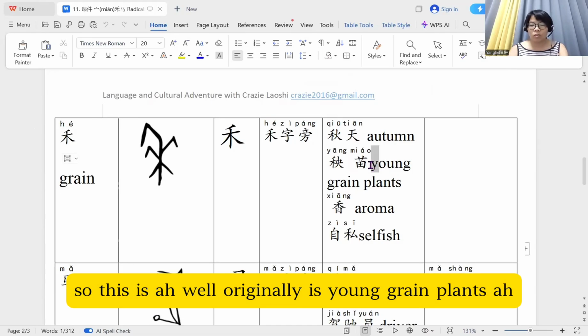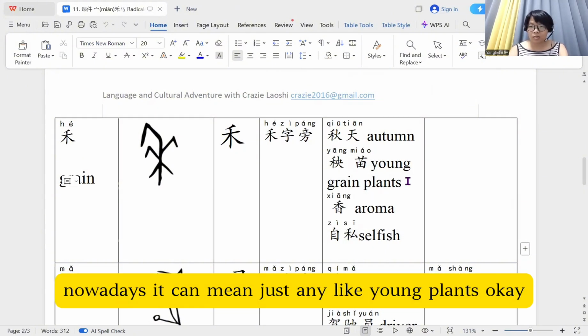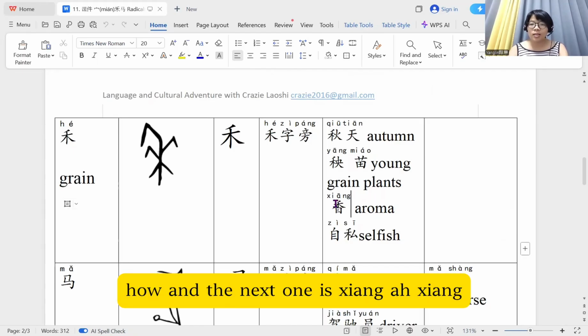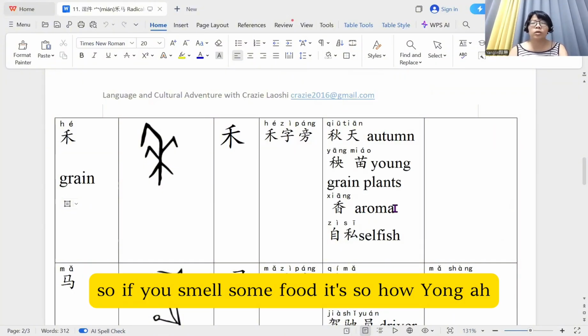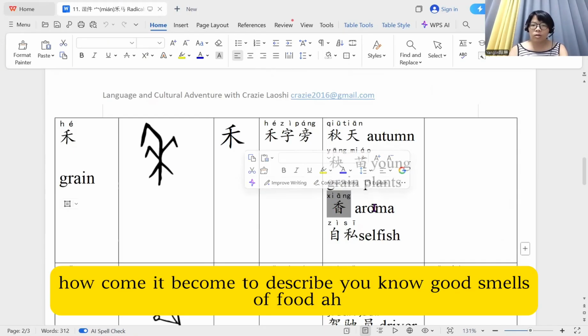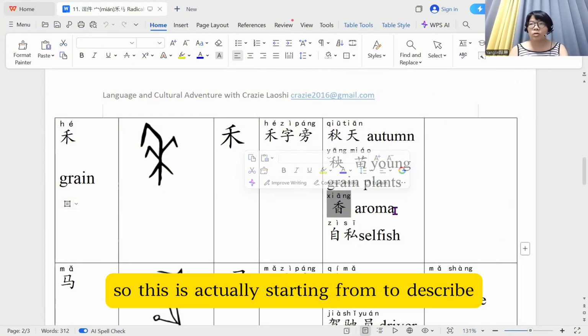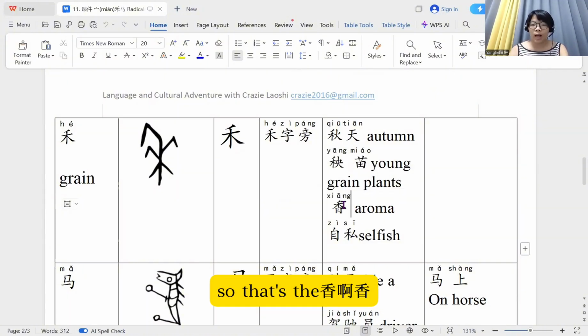This second example is 秧苗. Originally it is young grain plants. Nowadays it can mean just any young plants. Okay, good. And the next one is 香. 香 is aroma or aromatic. If you smell some food, it's 好香. Now how come it is used to describe good smells of food? This actually started from describing the smell of cooked rice, or cooked grains, right? You can smell it and say, oh, 好香. So that's the 香.